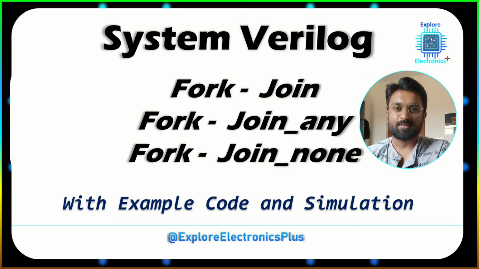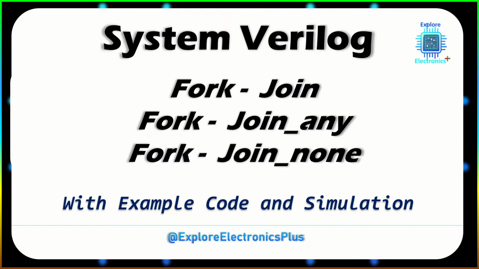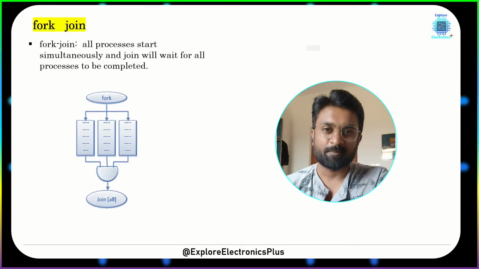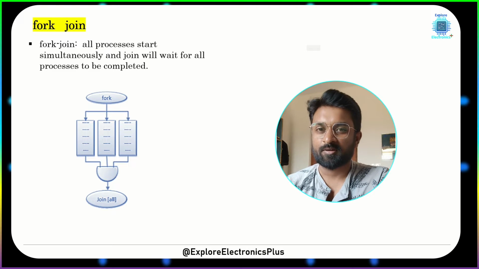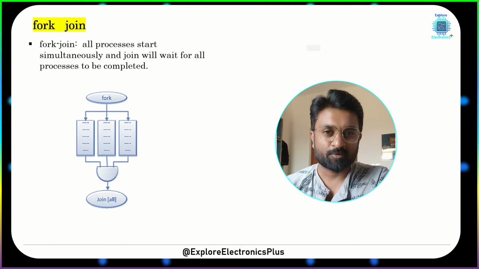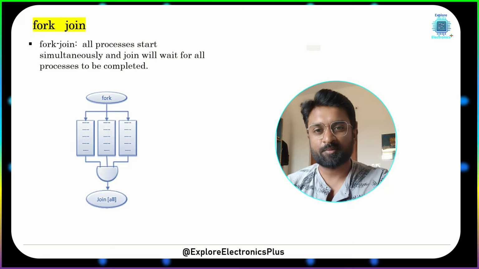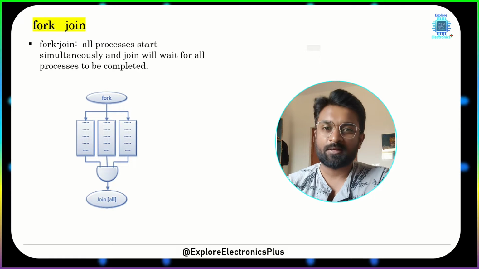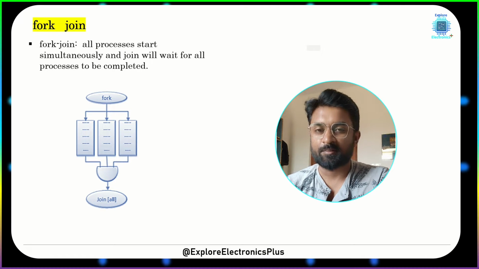Hey guys, welcome back. In this video, let's understand fork join any and fork join none concepts. What is fork join? Fork join is a block which takes multiple processes inside, and all the processes we put under the fork join block will start executing simultaneously, but all the three processes will take their own time to complete. So we can't come out of the fork join block until all the three processes complete their execution.